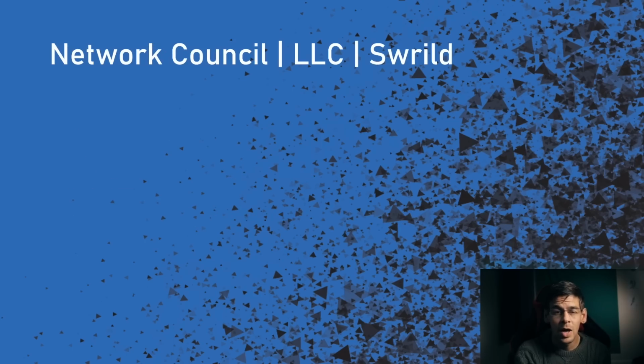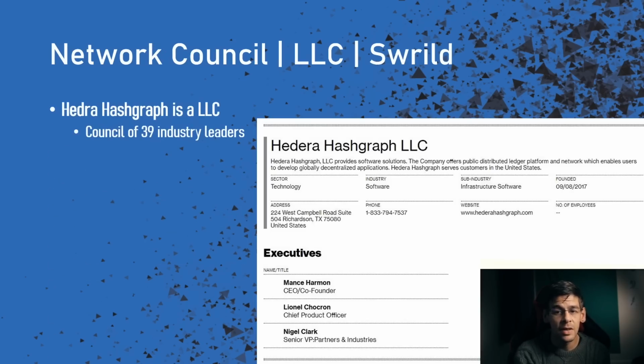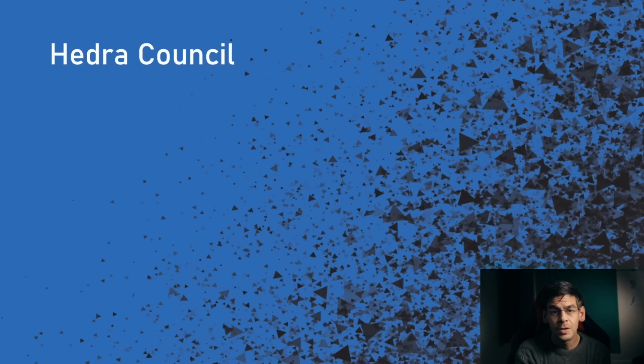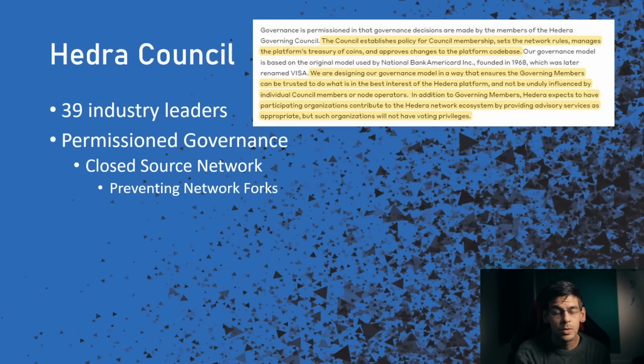A little bit about Hedera Hashgraph itself is the fact that Hedera Hashgraph is a limited liability company. It's formed of a council of 39 industry leading corporations. There's also Swirlds, which is the company that owns the intellectual property on the Hashgraph algorithm. As previously mentioned, the council is made up of 39 industry leaders. The council establishes policy for council members. They're also responsible for setting the network rules, allocating the platform's treasury, and approving changes to the code base.